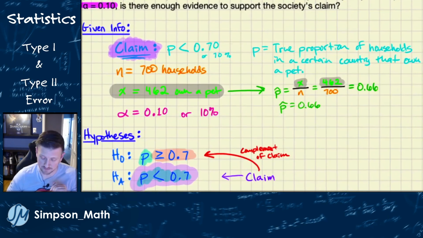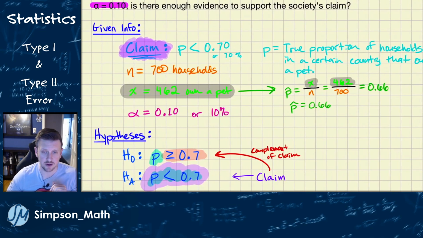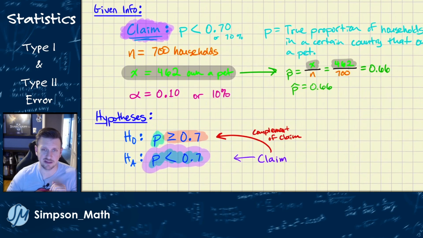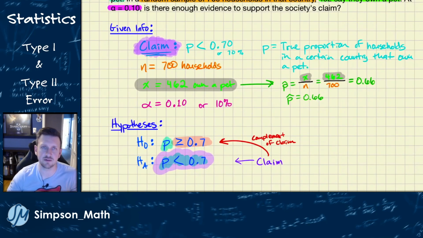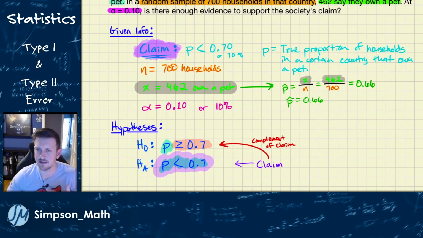We were told that alpha is 10% or 0.1. I think we've already covered our hypotheses there. So obviously our sample size is big enough. We're told it's a random sample. We're gonna go through the same math. We'll get a z-score, we'll get a p-value, and we'll be able to move on.